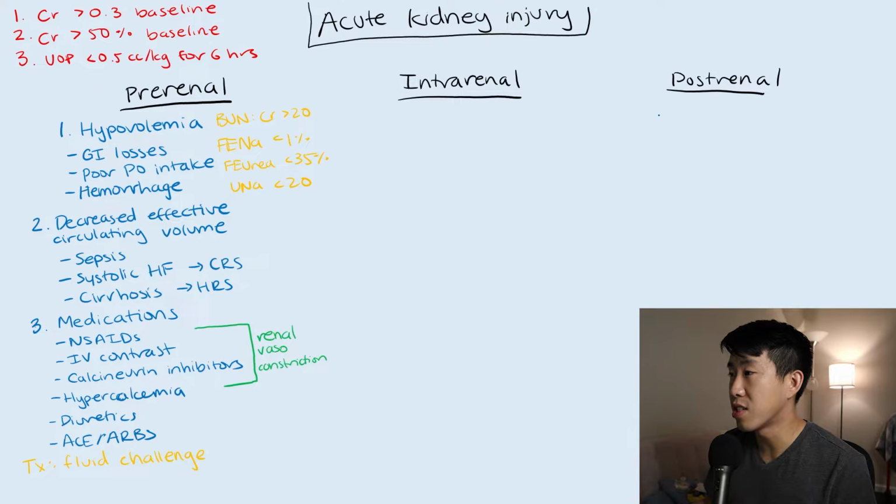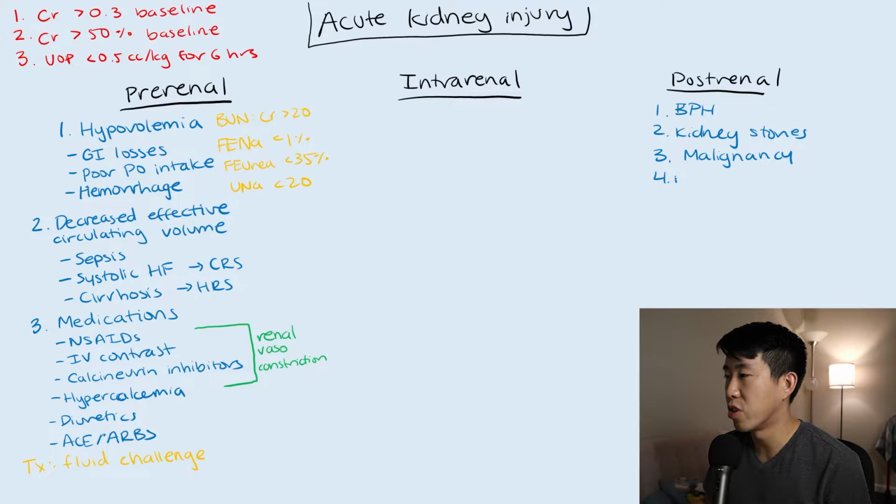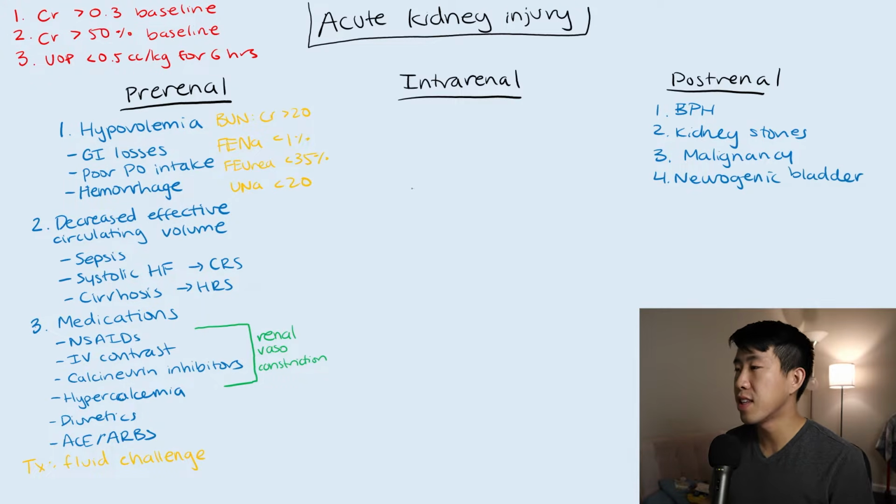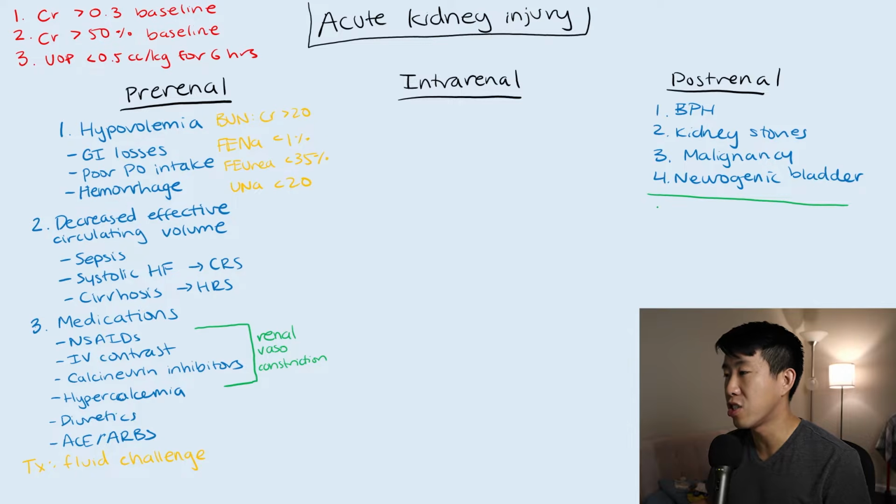So most common causes of this are going to be really like BPH, so very big prostate enlargement, kidney stones, masses or malignancies. Also, neurogenic bladder is another cause. The key things that I want you to know for here is that if a patient is urinating, that does not mean that they don't have a postrenal AKI, because they could have unilateral obstruction on one ureter and they could still be having a postrenal AKI. So even if urinating, still you want to get a renal ultrasound.